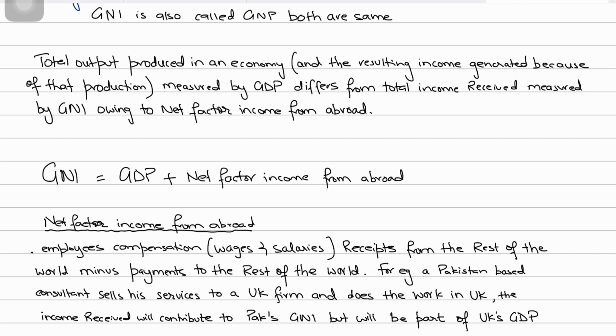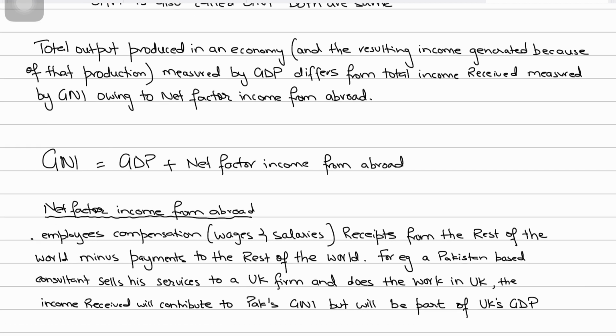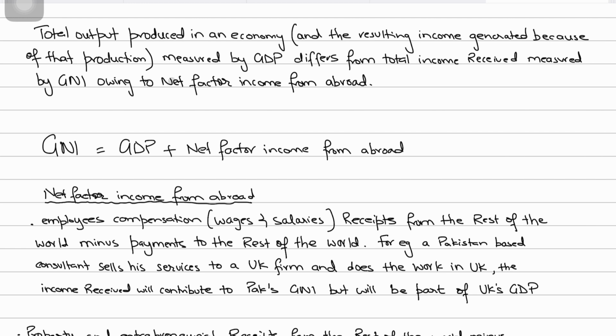So it's going to differ from the total income that is received, measured by the GNI, because of the net factor income from abroad. And the reason why we're using the word net here is that the income that is received minus the income that is paid would be deducted. So it would be netted off, right? The income paid would be offset against the income received, and the final figure would be added to the GDP. If it's a positive figure, it would be added. If it's a negative figure, it would be deducted. So that is why the word net is used.